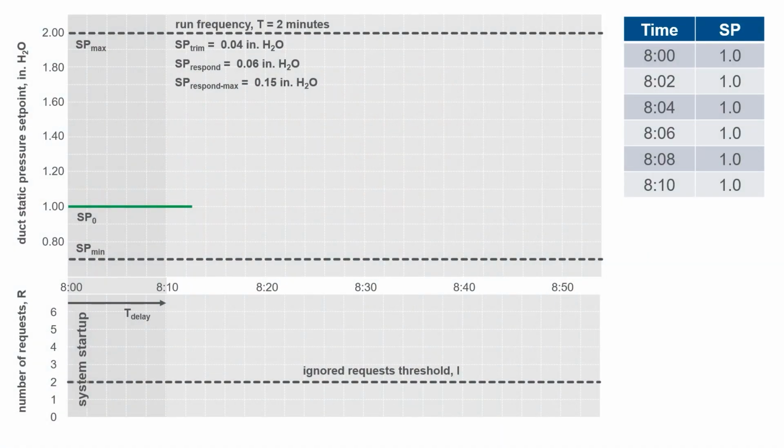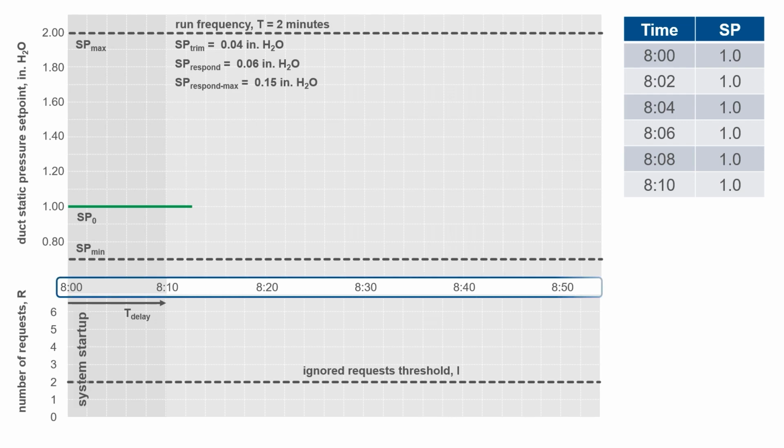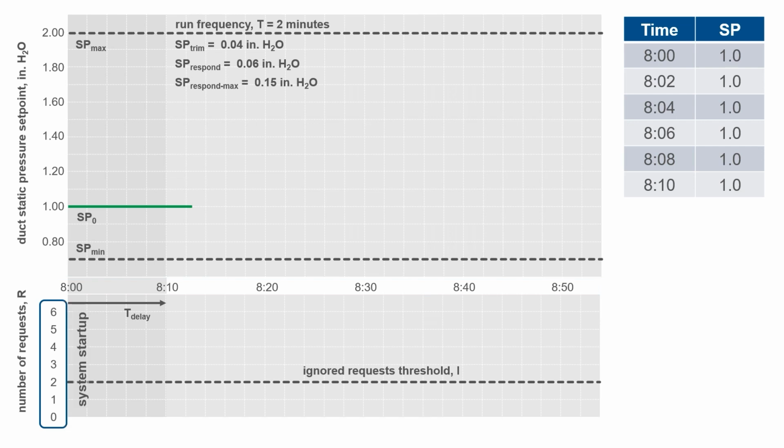Let's take a look at how this might work in an operating VAV system. This graph shows the time on the x-axis. The lower chart shows the number of requests on the y-axis, and the upper chart shows duct static pressure set point on the y-axis in green. In this example, the system becomes occupied at 8 a.m. There's a 10-minute time delay after the system is occupied.